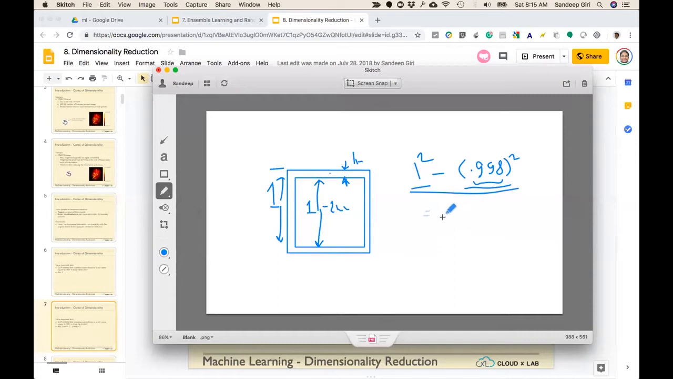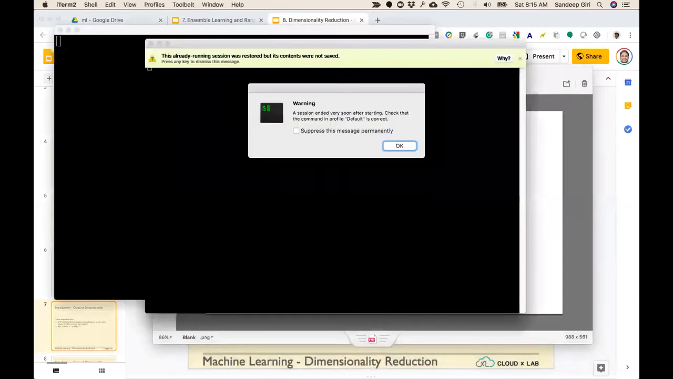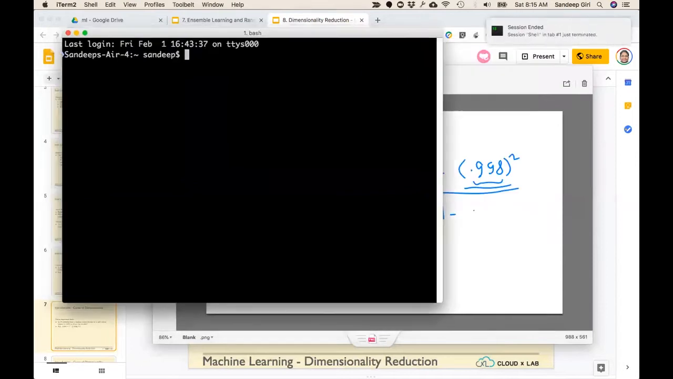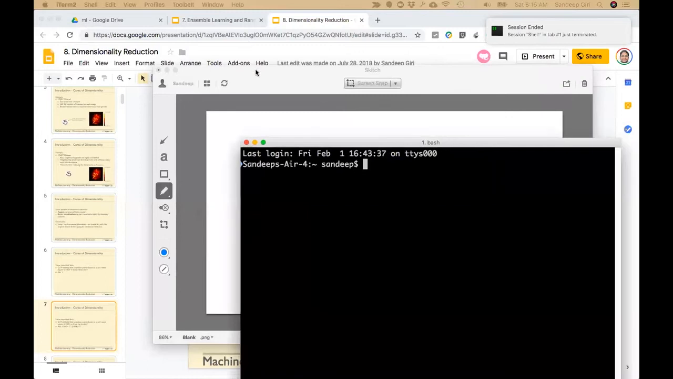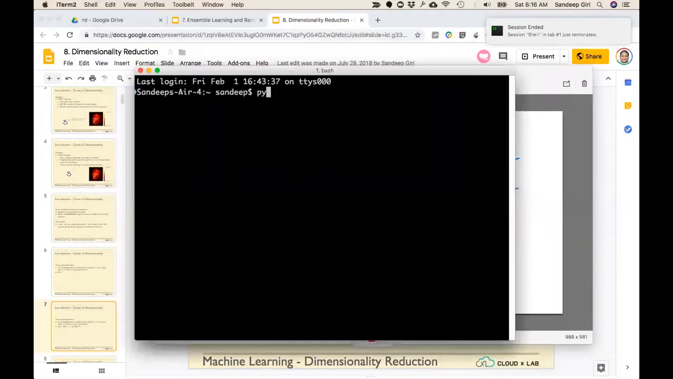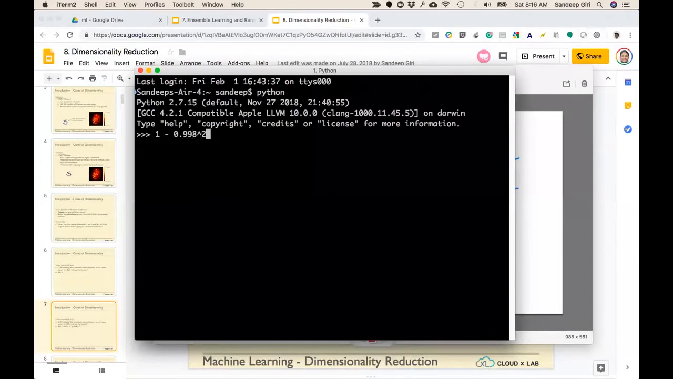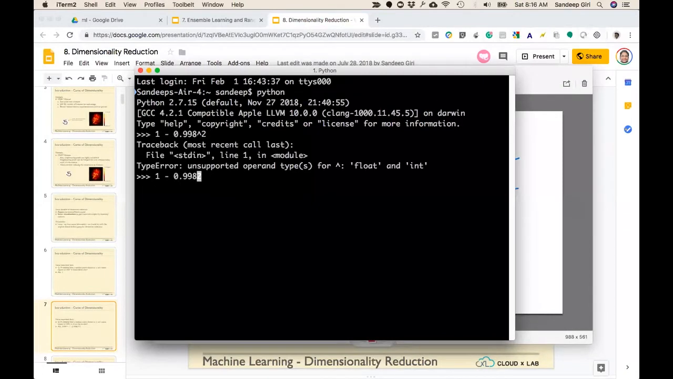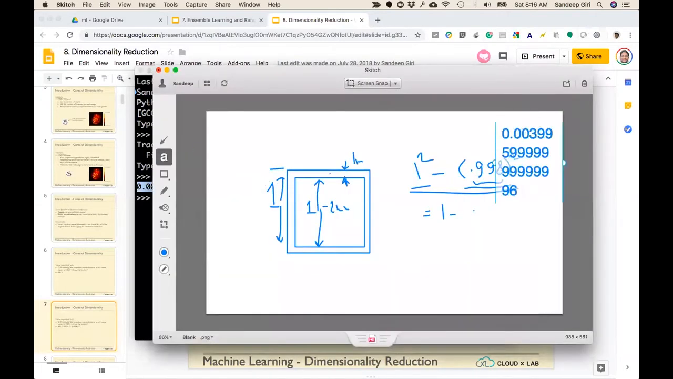And it's going to be 1 minus, how much is it going to be? Okay, yes. All right, I'll just use my Python. Okay, so how much is it? 1 minus 0.998. Okay, so it's around this much, correct? Which is basically this much. Is that making sense?